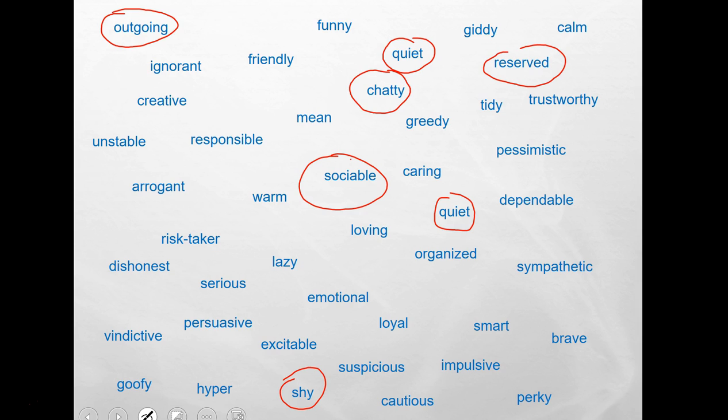And this is what trait theorists were really getting at, to simplify this. So when we say somebody's outgoing, we really mean that they have a cluster or a collection of traits that have to do with how easy they are to talk to, how comfortable they are talking to other people.